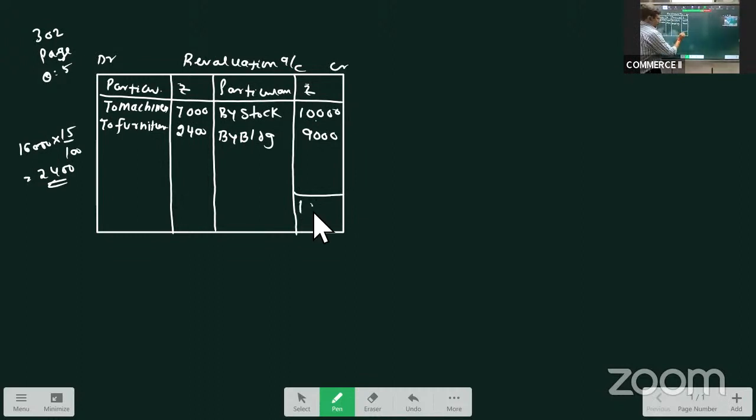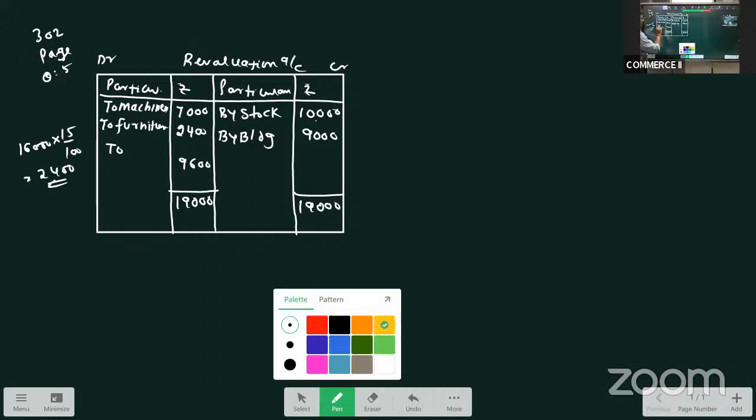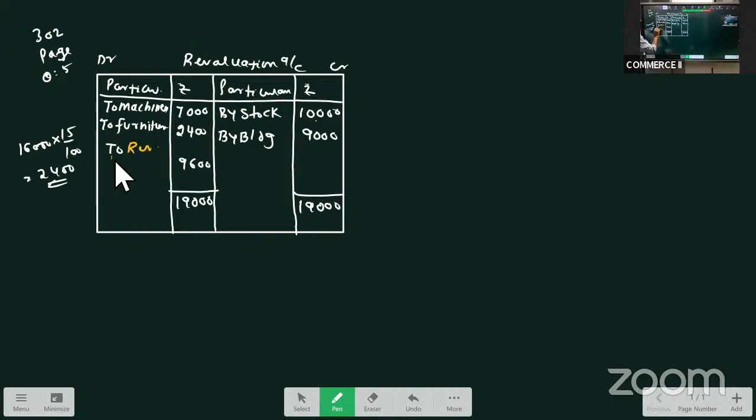Let us close revaluation account. See what is the balancing figure? 9,600 on the credit side. So we have 9,600 as our revaluation profit, which is to be distributed between Ganga, Yamuna, and Saraswati, who are the old partners, sharing profit and loss in the ratio 3:2:1.